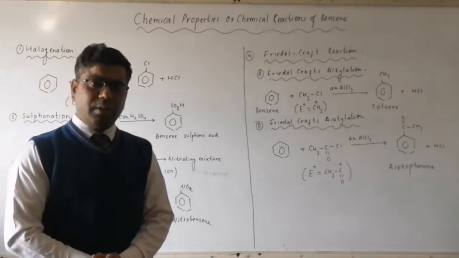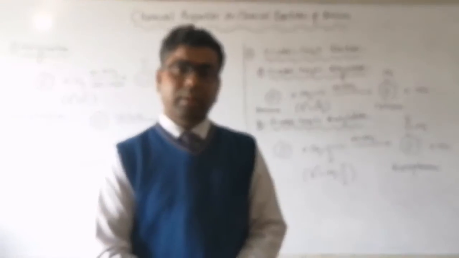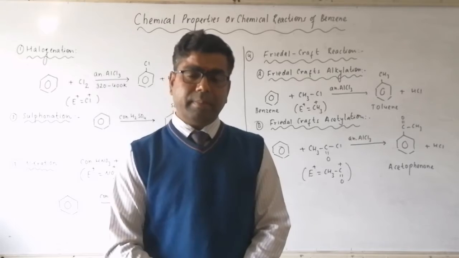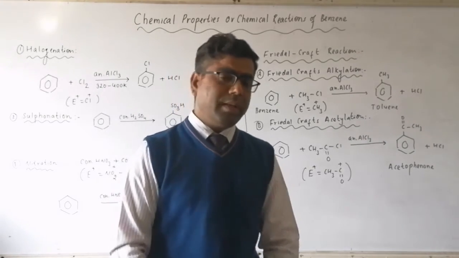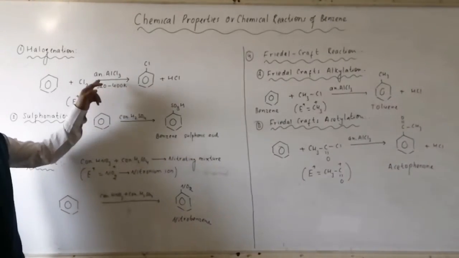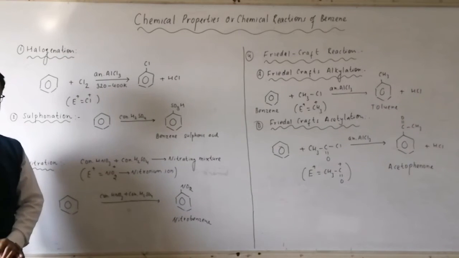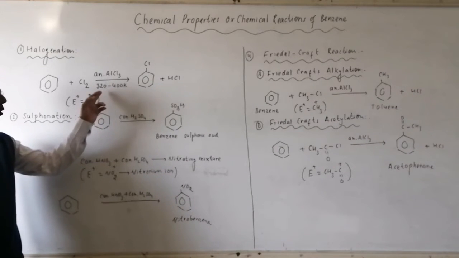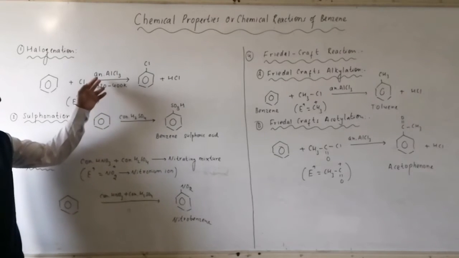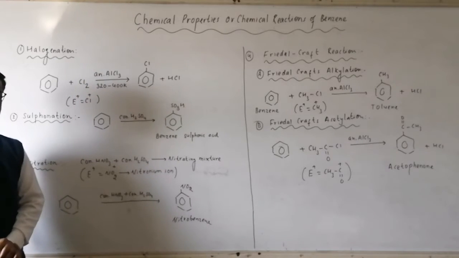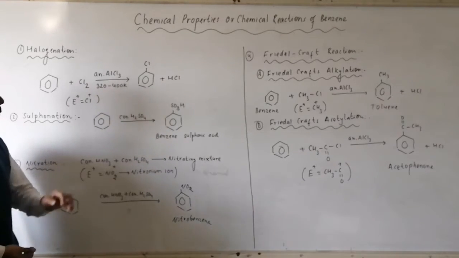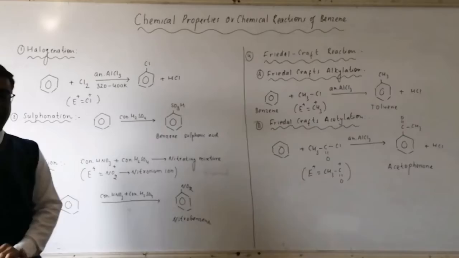If we talk about halogenation, then in this reaction we will add a halogen atom to benzene. For the addition of the halogen atom, here we are using Cl2 in the presence of anhydrous AlCl3. The reaction is carried out at 320 to 400 Kelvin temperature. In the presence of anhydrous AlCl3, heterolytic cleavage takes place in the chlorine molecule, as a result of which we obtain Cl plus, which is called chloronium ion.